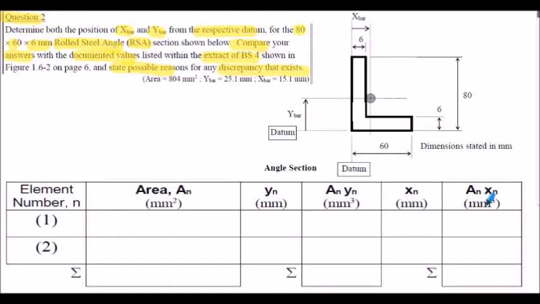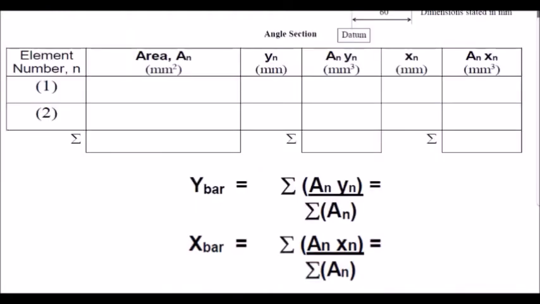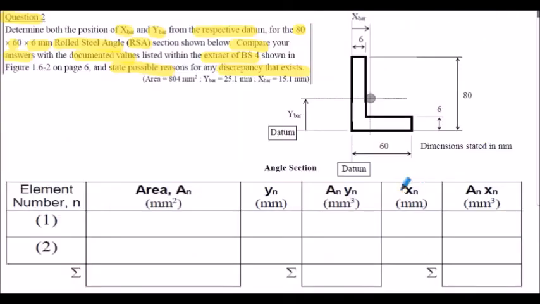So our approach this time would be to populate the table as we did before, but this time we will work out the Y bar from the first area moment about the horizontal axis, and we'll also calculate the X bar from the first area moment about the vertical axis. Notice the datums here. This is the horizontal axis datum and this is the vertical axis datum shown here.